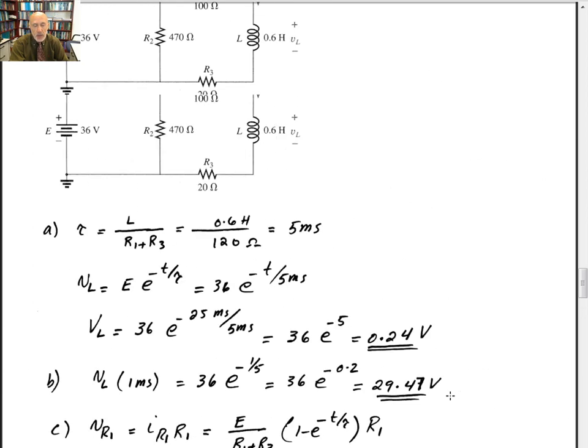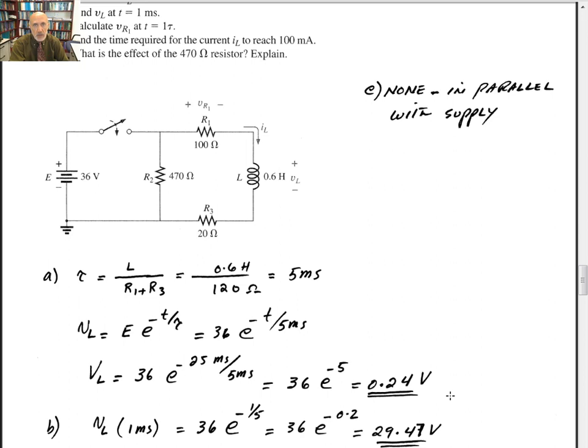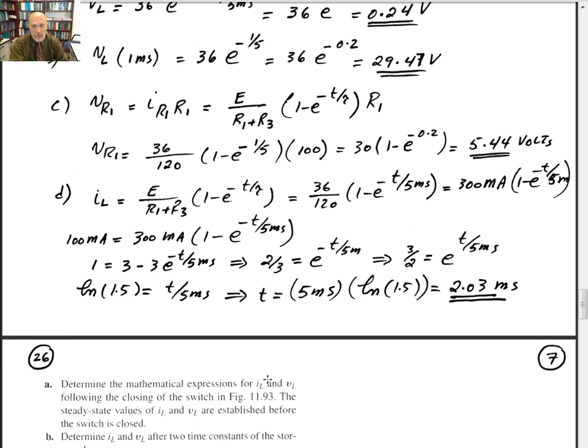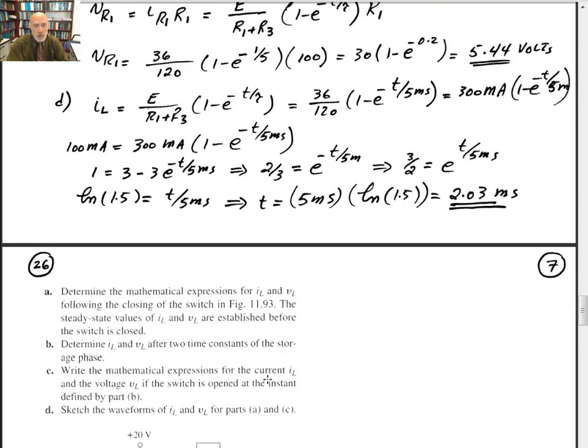And then part E of the problem says, what is the effect of a 470 ohm resistor? It's actually none. That's just to avoid the huge, if you open the switch, to avoid having a very extreme high voltage across the open circuit. So the 470 does not affect the circuit as far as the time response.